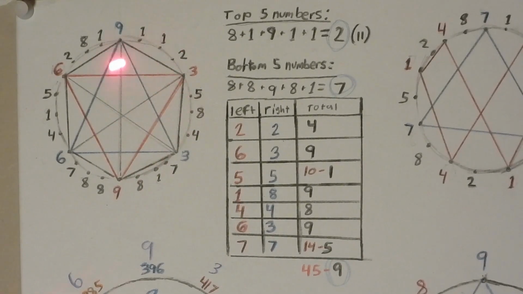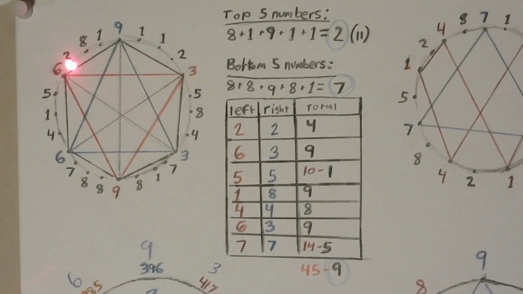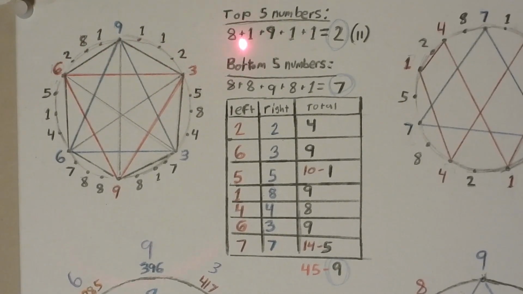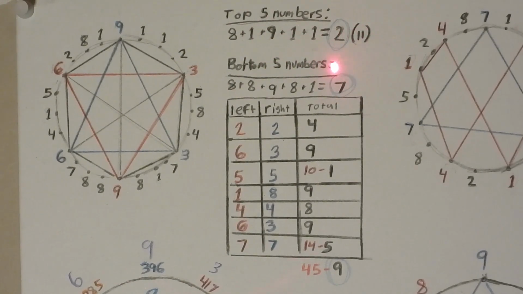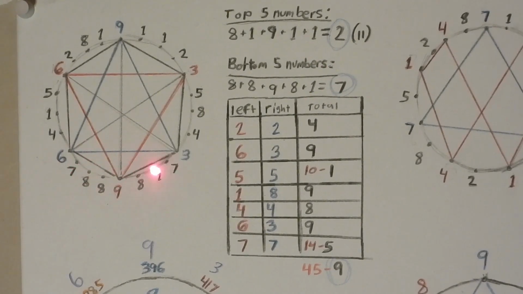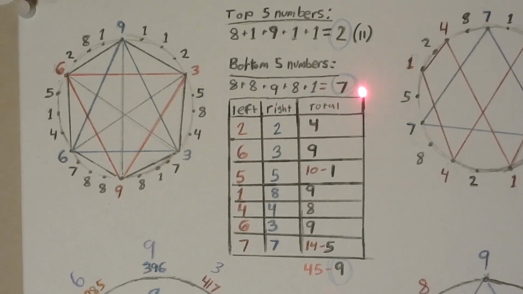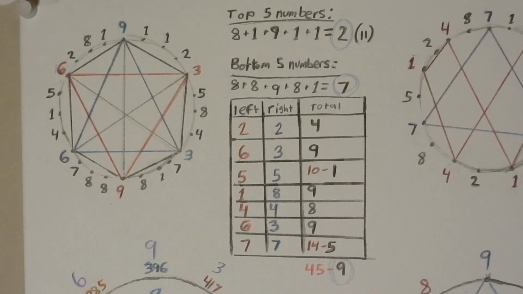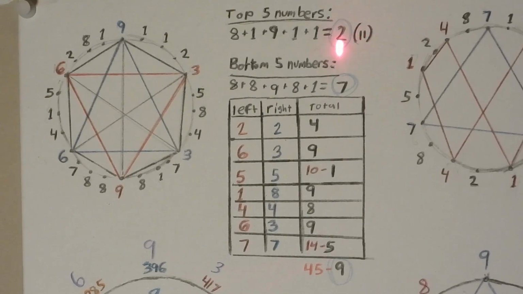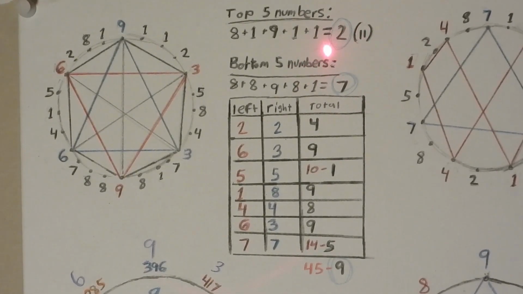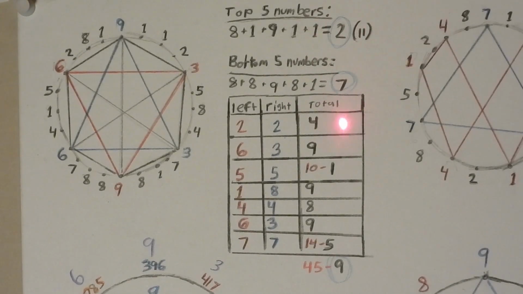When adding together the top 5 numbers going across the circle, which are again 8, 1, 9, 1, 1, you will end up with the master number 11, or 2. And when adding together the bottom 5 numbers, which are 8, 8, 9, 8, 1, and are an inversion of the top 5 numbers, you end up with 7 as the root number. When adding the root number from the top 5 numbers, which is 2, and the root number from the bottom 5 numbers, which is 7, you end up with 9. Even if you keep the total of the top 5 numbers as master number 11 instead of 2, it still works. 11 plus 7 is 18, and 1 plus 8 is 9.